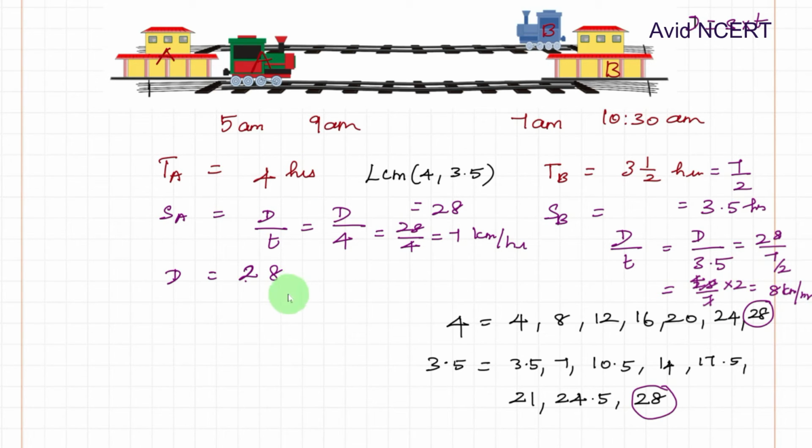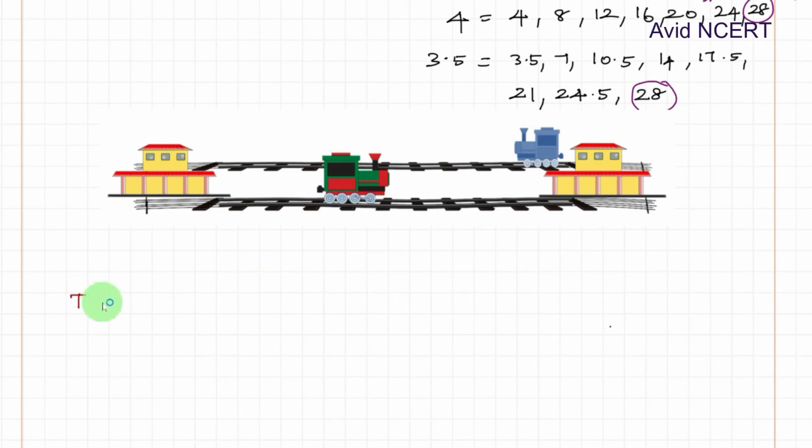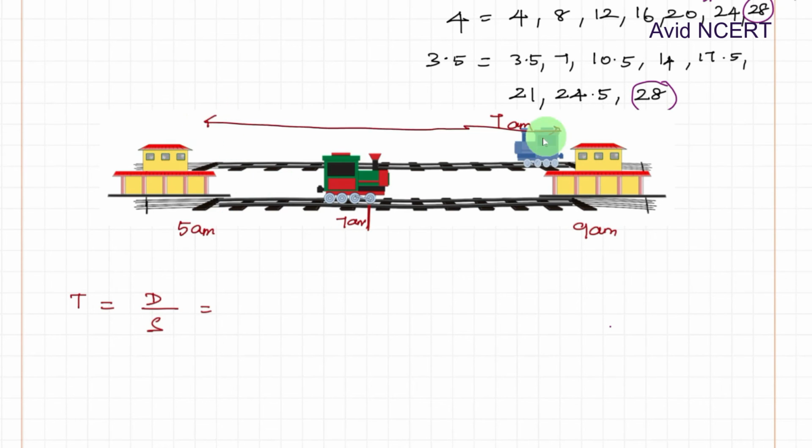Now that we have all the data, we can find the time when both trains meet. This is found by time equals distance by speed. Train A started at 5 am, whereas train B started only at 7 am. By 7 am, train A would have covered half the distance, because the time taken by train A is 5 am to 9 am, that is 4 hours. Out of the total 28 kilometers from station A to station B, it would have covered 14 kilometers. The remaining 14 kilometers is the distance where these two trains meet.